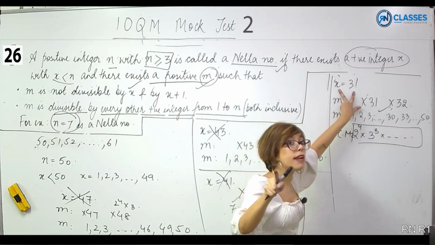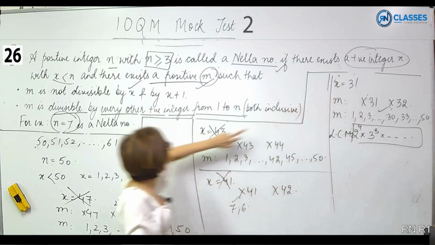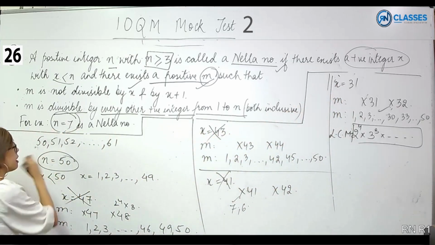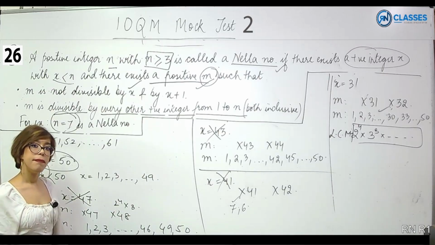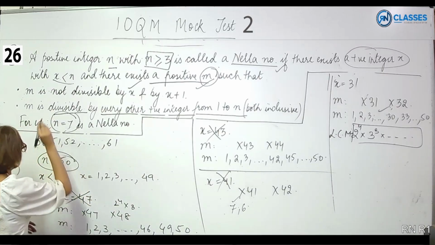Now, if I'm able to find the existence of x, that means my number N equal to 50 is a Nella number. So this is the Nella number.